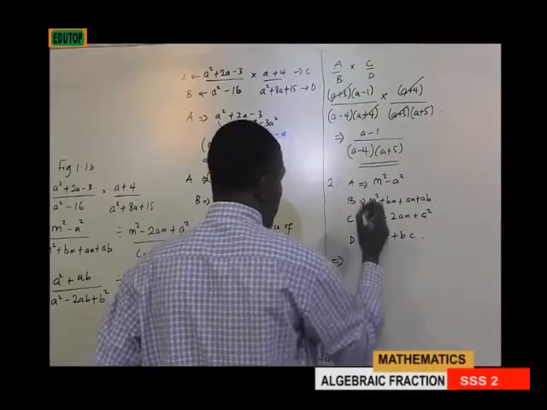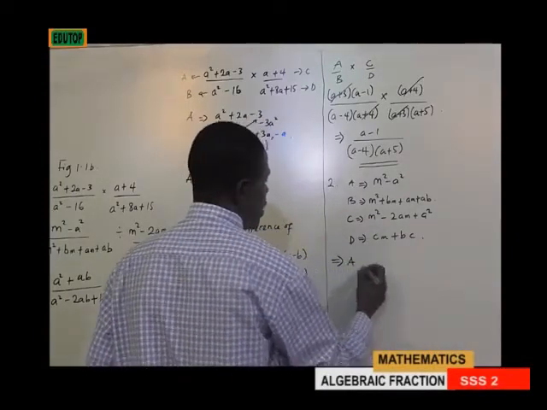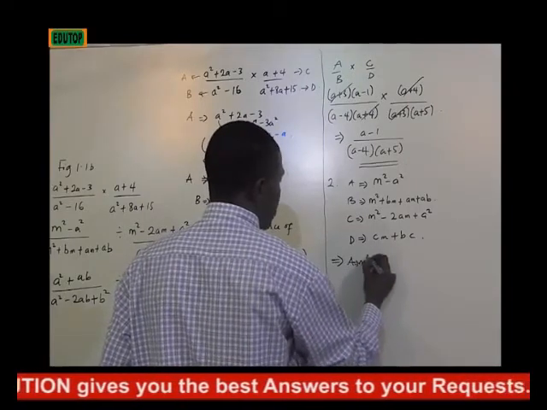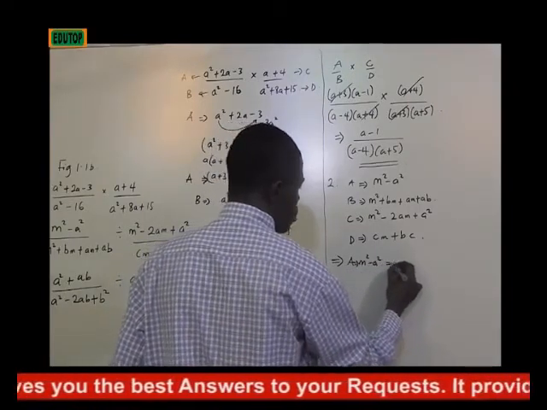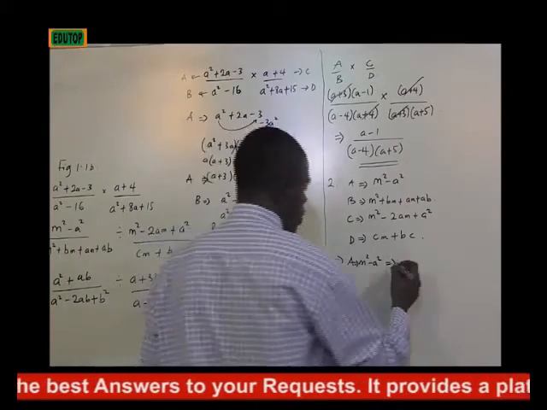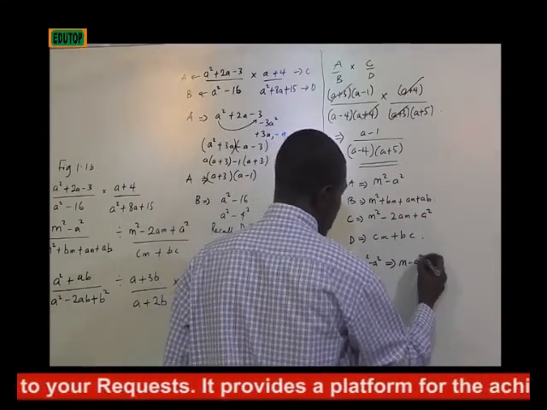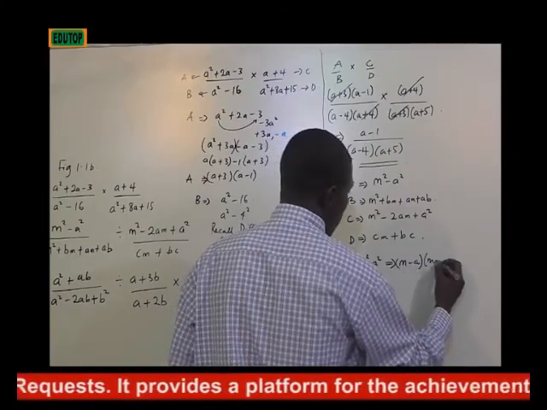Now let's consider the A. The A which has m squared minus a squared by difference of two squares, which is no longer new to us. We have m minus a, m plus a.